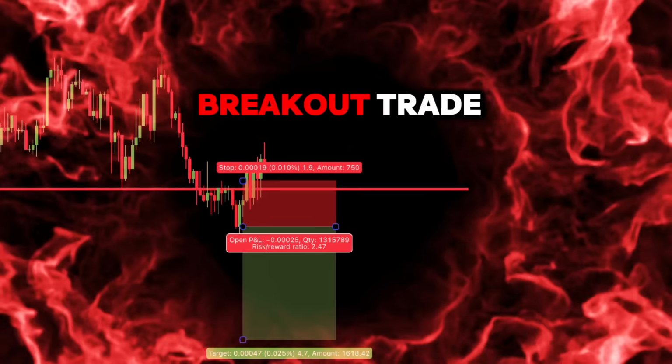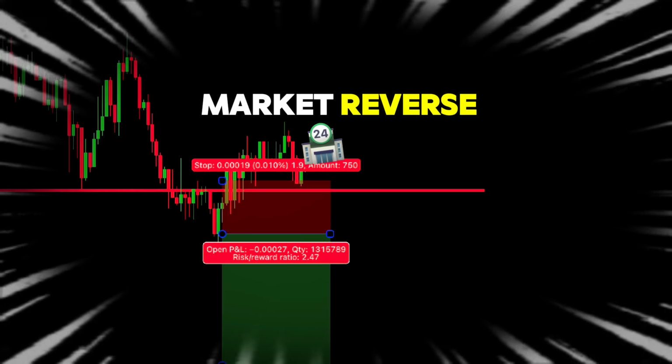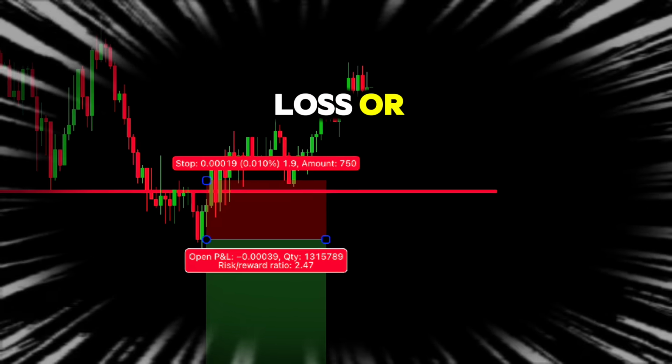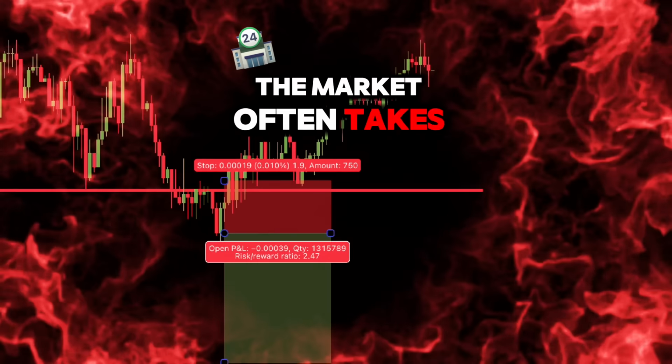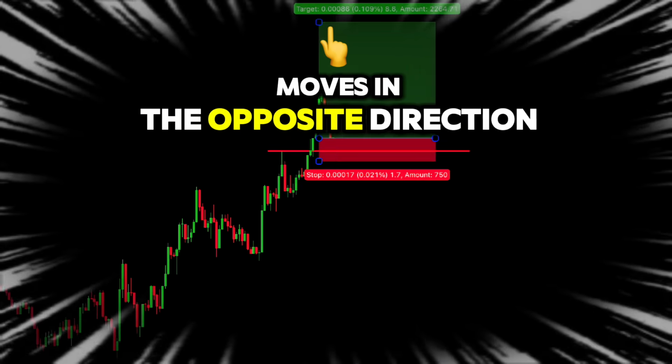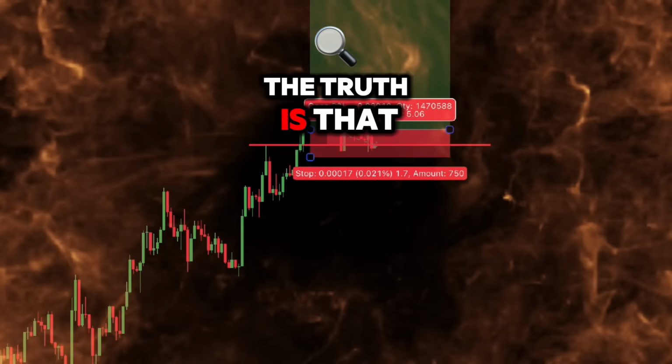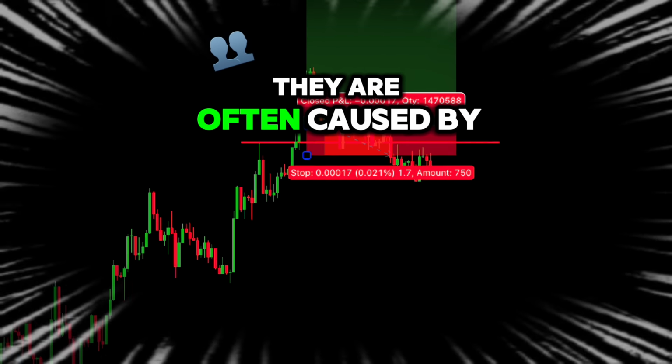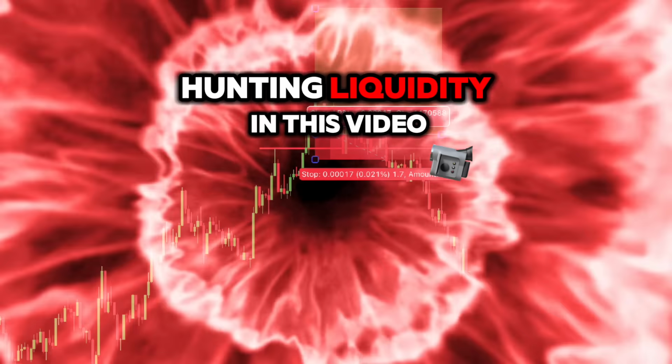Have you ever entered a breakout trade only to watch the market reverse and hit your stop loss? Or maybe you've noticed that the market often takes out a support or resistance level, traps traders, and then moves in the opposite direction. The truth is that these moves are not random. They are often caused by institutional traders hunting liquidity.